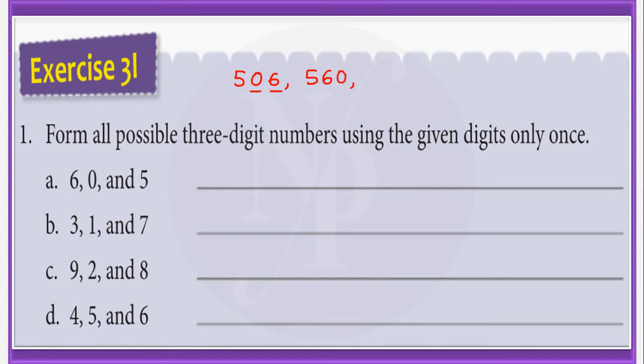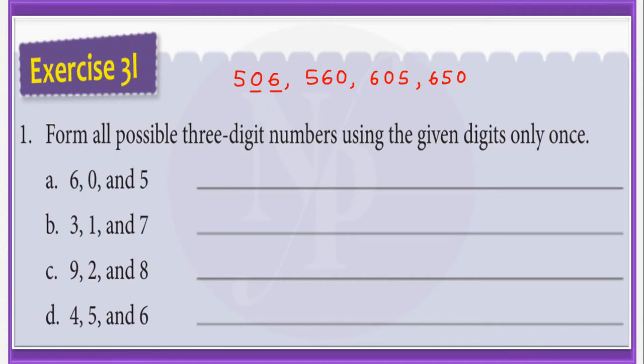and after that keeping 6 in hundreds place, I may write 605. Keeping 6 in hundreds place itself, I will interchange the digits at tens and ones place. Now it becomes 650, which is another number.